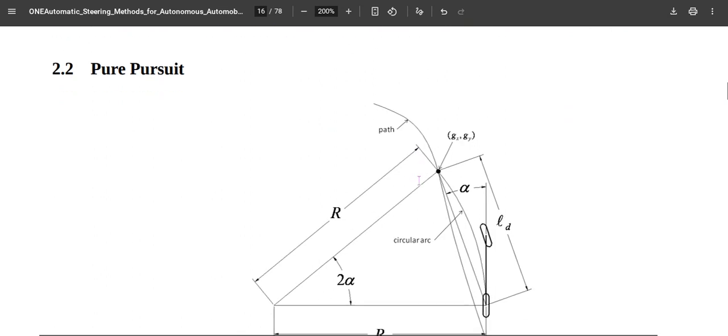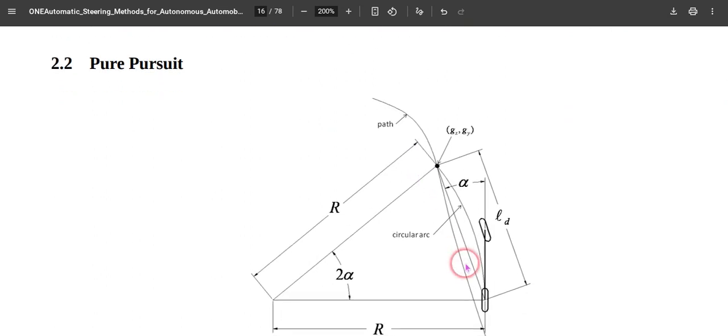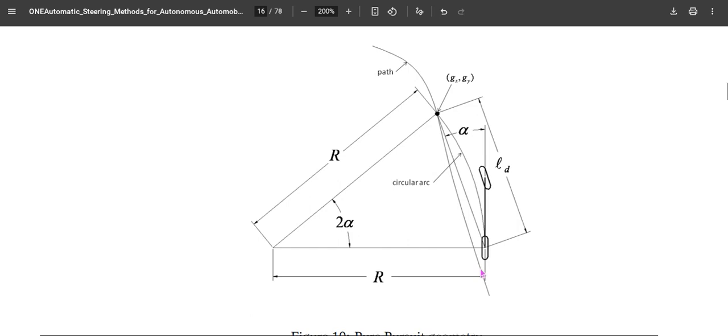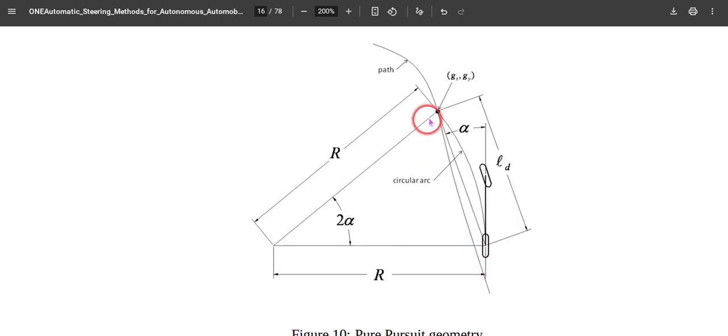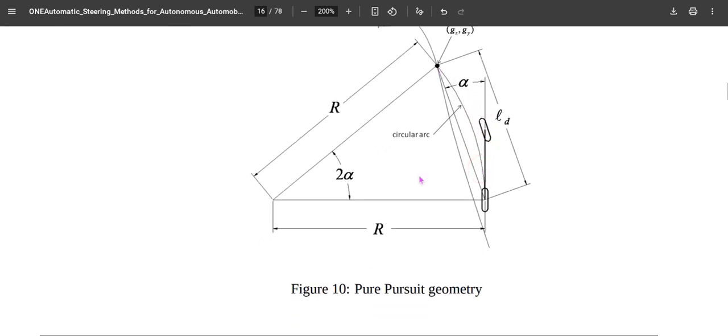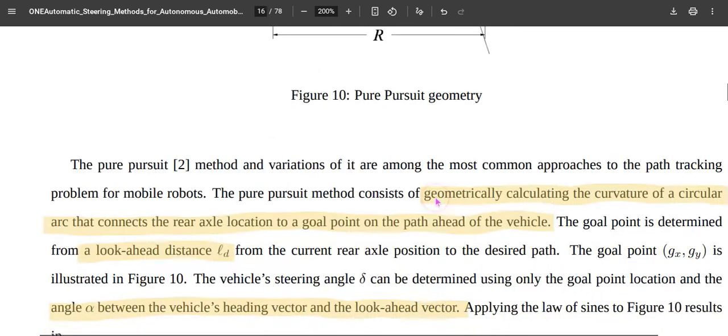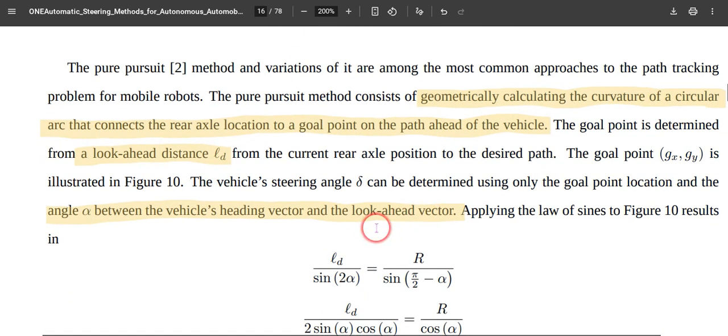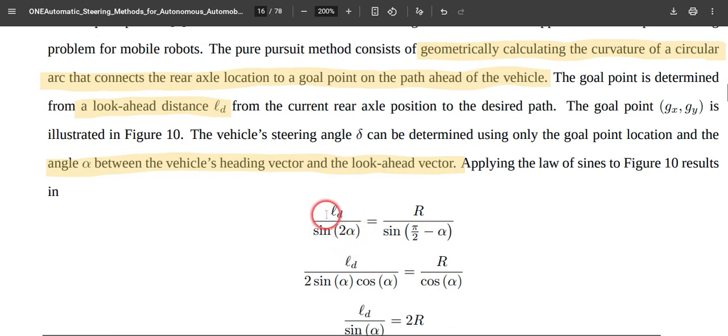In pure pursuit the same geometrical relation is applied. The first step is that along this path we make a circular arc, and the circular arc intersects the path at the look ahead distance, and the point is known as gx, gy. We define a look ahead distance to make this circular arc intersect the path, and based on this geometrical relationship we deduce a relationship based on trigonometrical laws, where LD is the look ahead distance, L is the wheelbase and R is the radius of curvature.